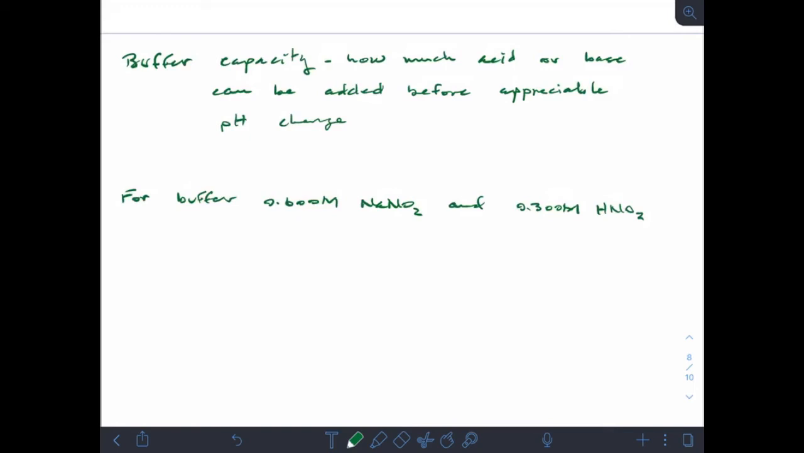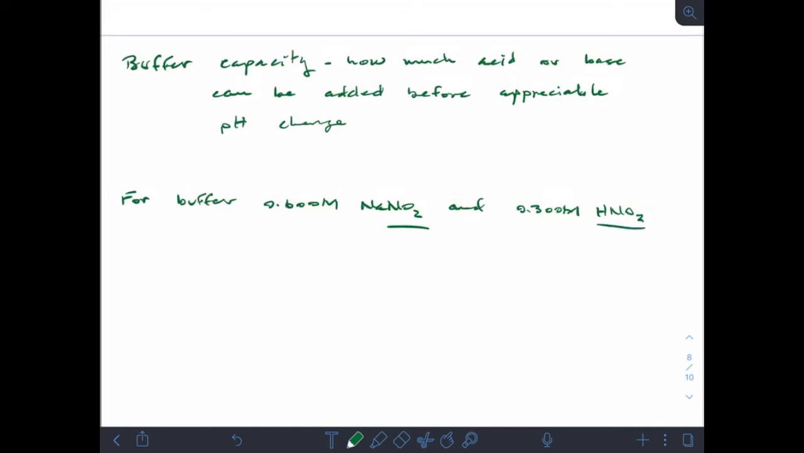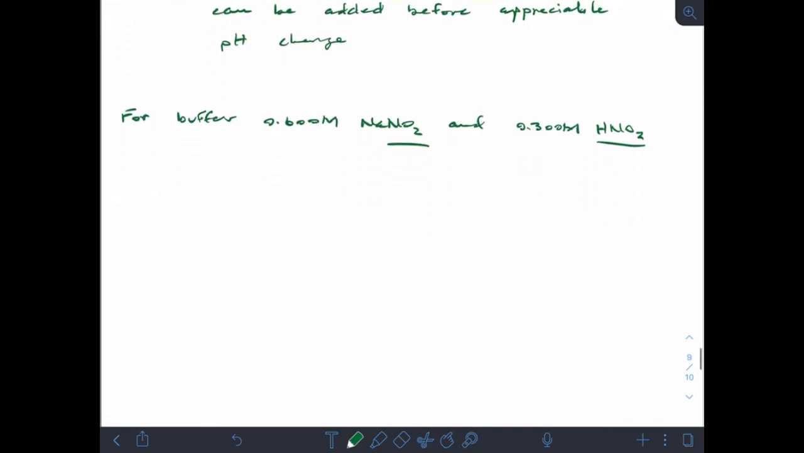Just as a reminder, even if I didn't tell you this is a buffer, if I told you that these two components were in solution together, I hope you'd recognize that sodium is just a spectator, but I have NO2 minus and its conjugate acid, HNO2, and its conjugate base. A weak acid and its conjugate base create a buffer. So let's take a look at what happens when we add a lot of acid.